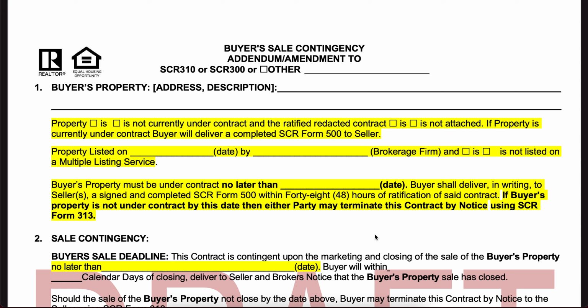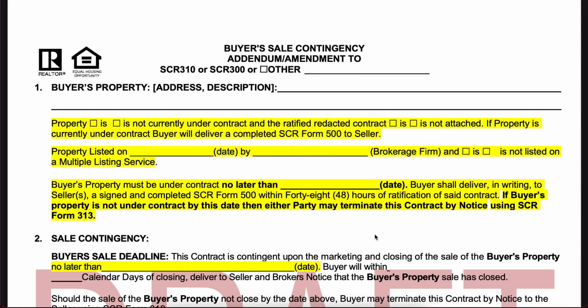The first thing is in paragraph 1, there used to be a number of boxes asking the buyer to describe the property. We sort of reworked that section. So now the buyer will put in their property address. That is going to be the address of their current property, so not the address of the house they were looking to buy, but the house that they currently own.